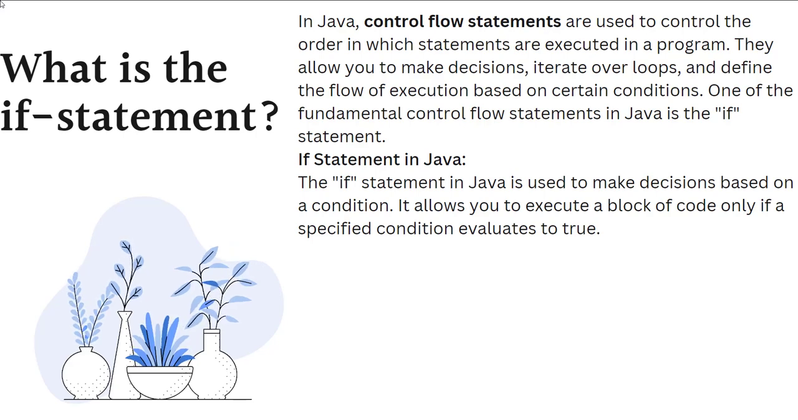One of the fundamental control flow statements in Java is the if statement. The if statement in Java is used to make decisions based on a condition. It allows you to execute a block of code only if a specified condition evaluates to true.